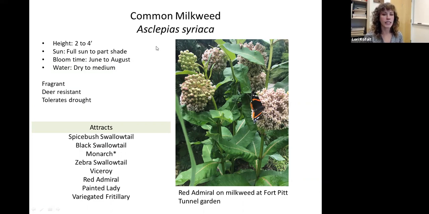But common milkweed is one type of milkweed that is planted there. It smells really beautiful, starts blooming in June, although in recent years, anecdotally, I've seen mine blooming as early as May. And it attracts swallowtails, again, monarchs. It's a crucial plant for monarchs. Viceroys, which look like monarch butterflies. A red admiral, which is what's pictured here. And variegated fritillaries and painted lady butterflies.